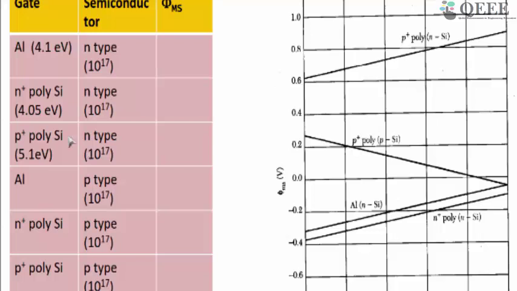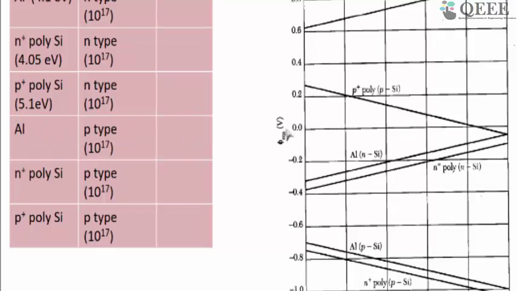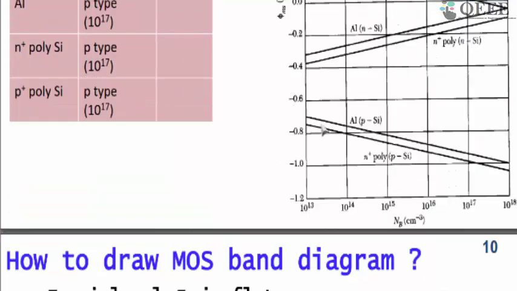So this is given as an assignment problem, but you can see how phi ms varies. The y-axis is phi ms, and this is the doping concentration. So you can see phi ms is a function of doping. Please note that this is in a log scale, that is why it is in straight lines.